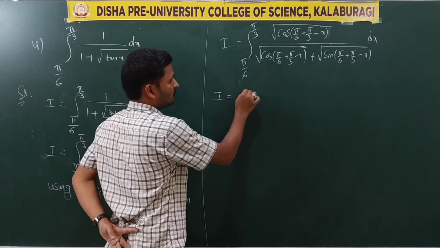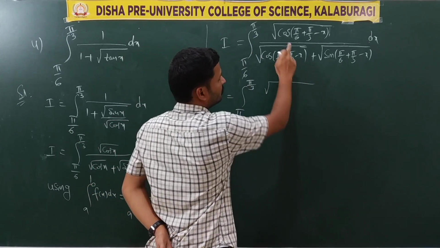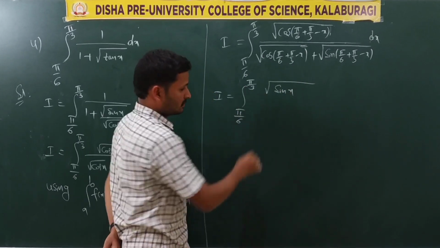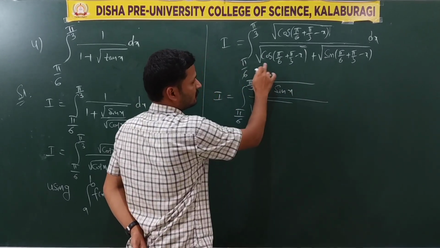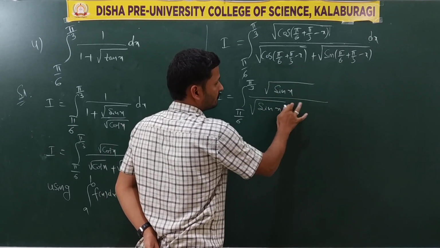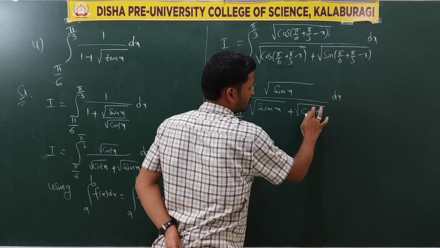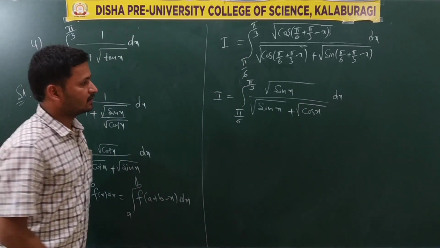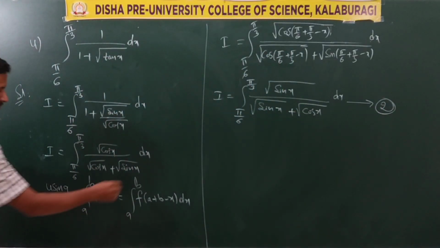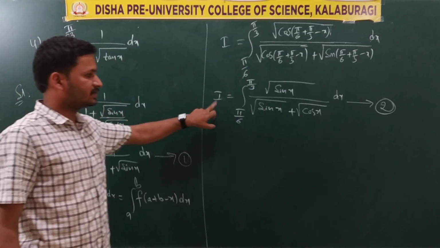Okay, so I is equal to the integral from pi by 6 to pi by 3 of square root of cos of 90 minus x, that is sin x. Similarly in the denominator, cos of pi by 6 plus pi by 3 minus x is sin x, plus square root of sin of 90 minus x, that is cos x, into dx. Okay? So call this equation number 2 and this is equation number 1. Now adding equation 1 and equation 2.